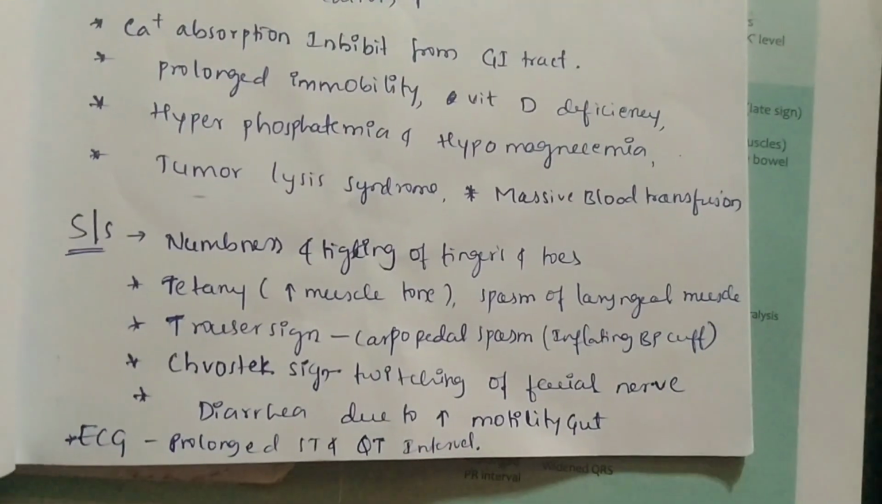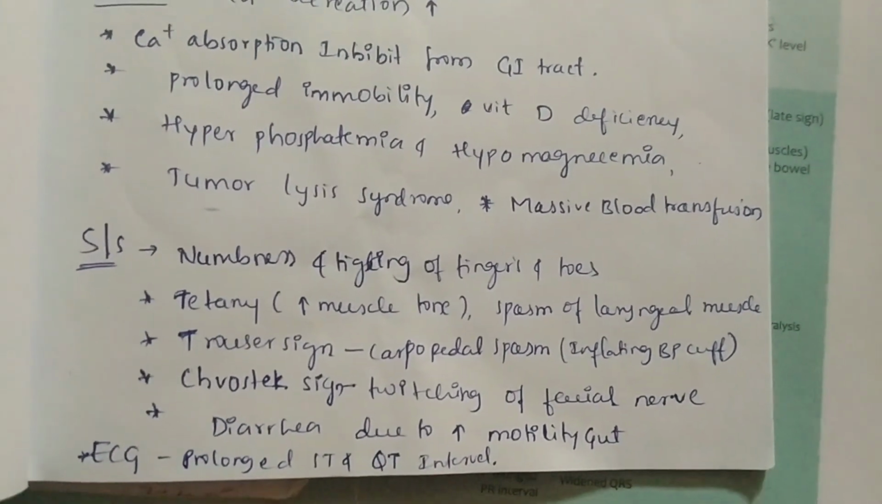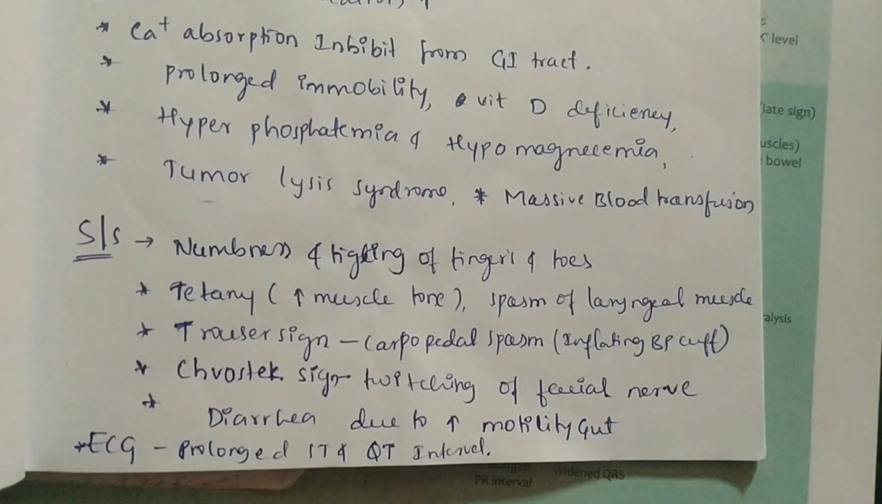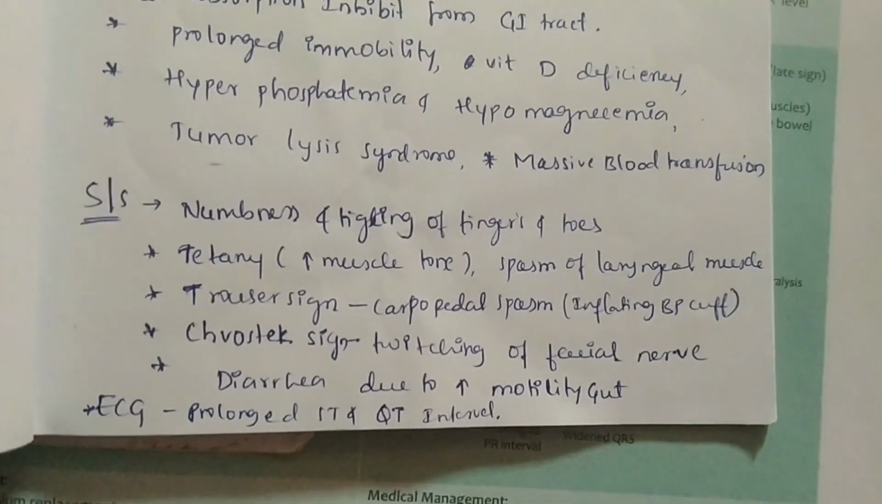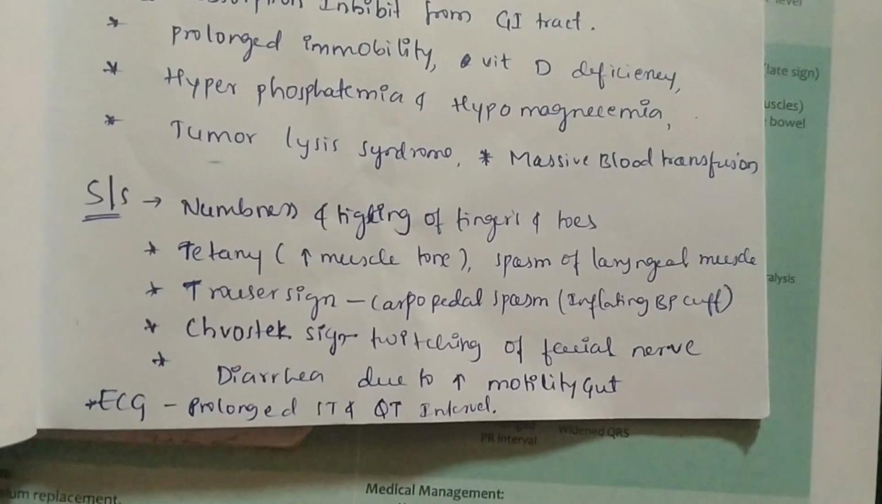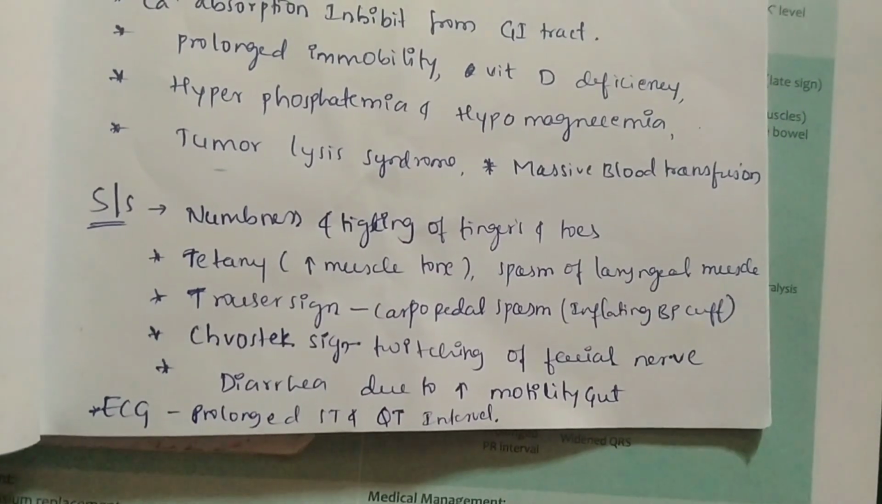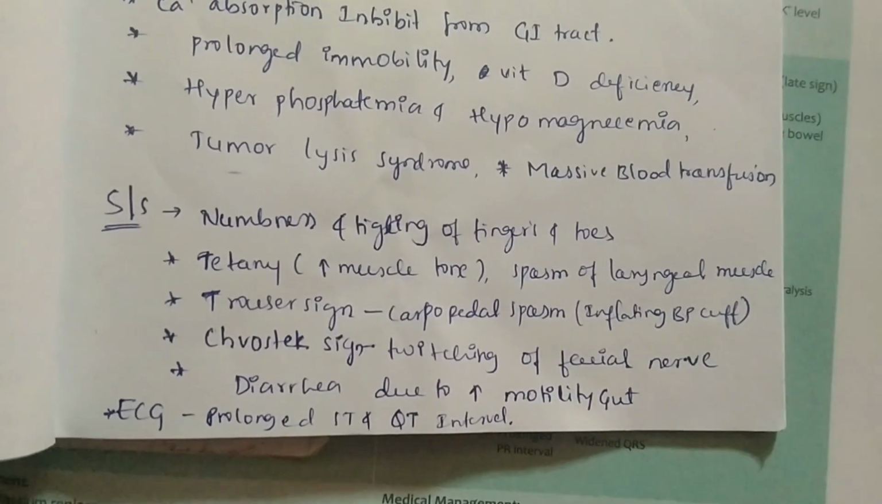Signs and symptoms of hypocalcemia. When the patient suffers with hypocalcemia, the initial signs and symptoms will be numbness, tingling of fingers and toes, tetany, increased muscle tone, spasm of laryngeal muscles, Trousseau sign, carpopedal spasm.